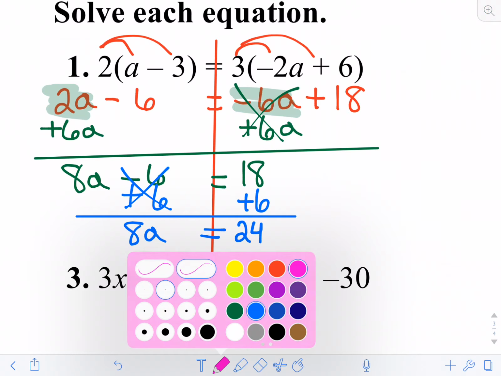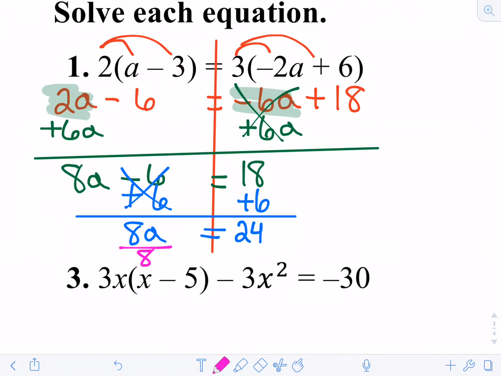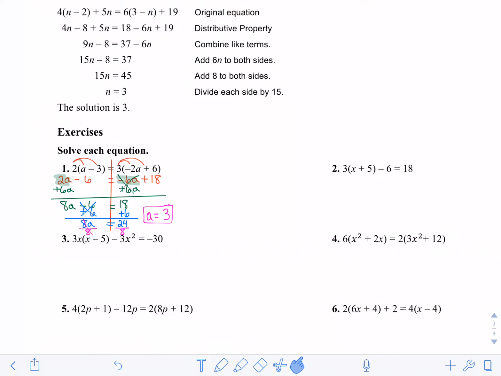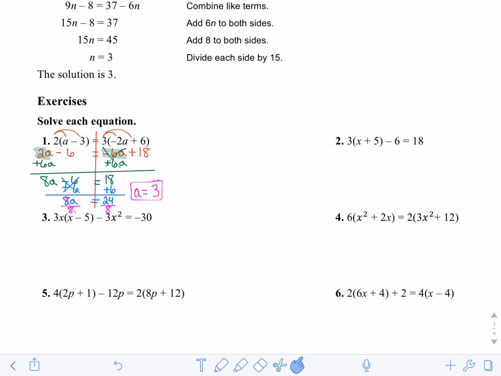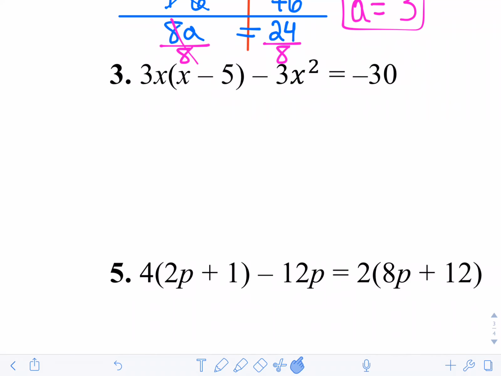And then I'm going to divide both sides by 8. And so 24 divided by 8 is 3. And so I have A is equal to 3. Okay. So I'm not going to do number 2 because we know how to do those. I'm going to jump right in and do number 3.